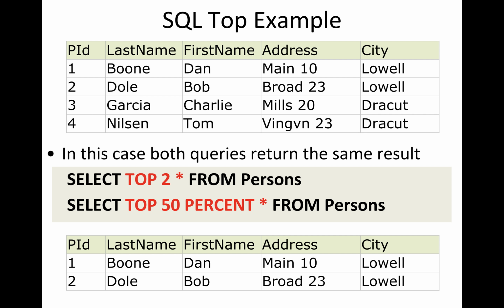So here's just a quick example of using SQL top, where you have 4 records and you're asking for the first 2. You get just 2 records since there's 4. Those are the first 2. Or 50% of 4. It's also 2. So you get here all the fields in only the first 2 records in both cases. Again, in no particular order.